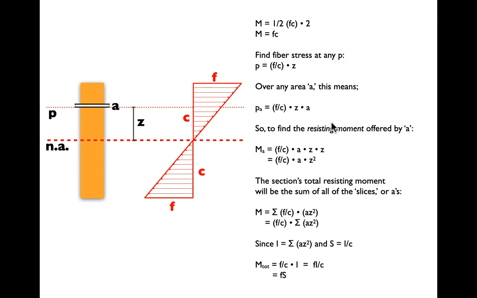And the good news is that after we go through all of this, what we end up with is that the total moment that a beam is able to resist is very simply equal to its allowable stress in tension and compression times the section modulus of its shape.